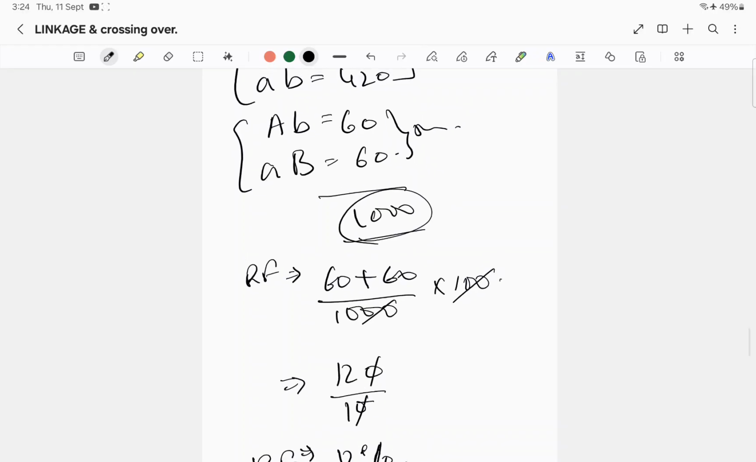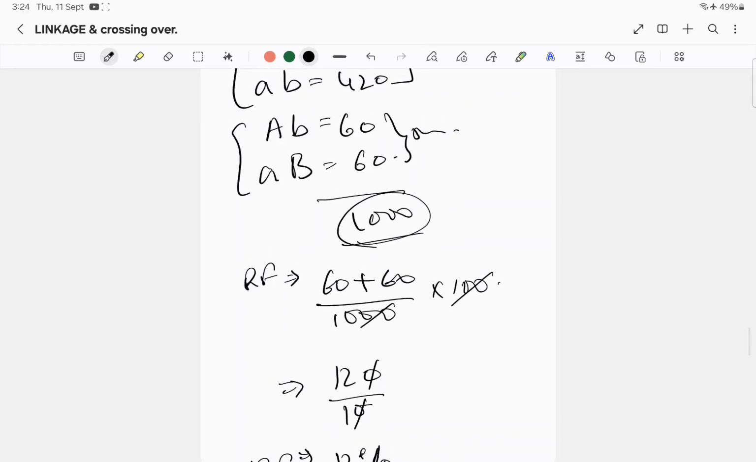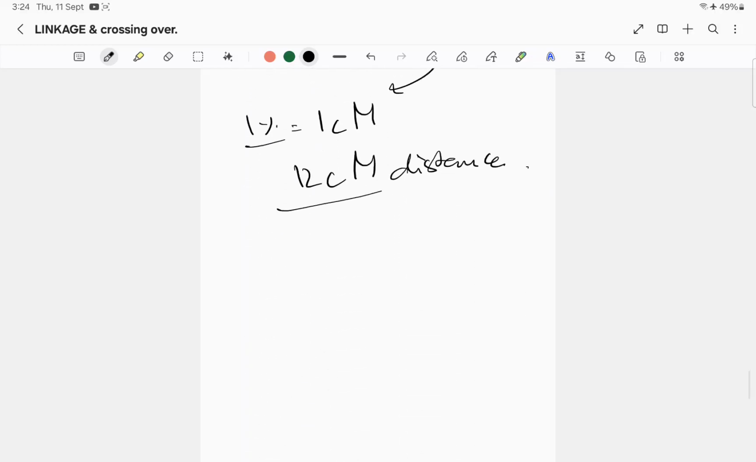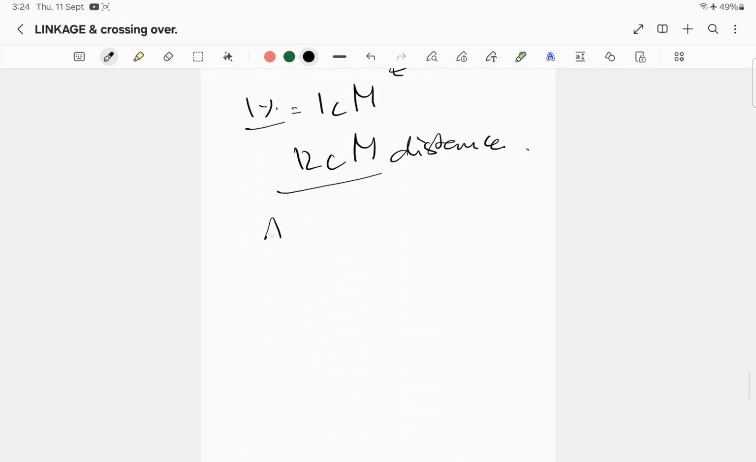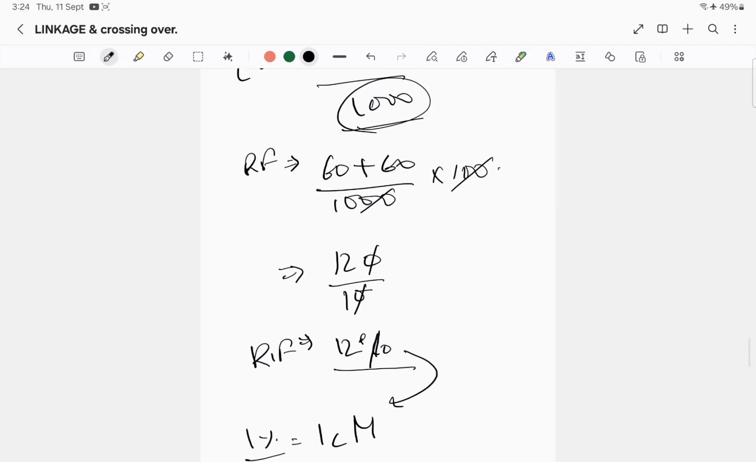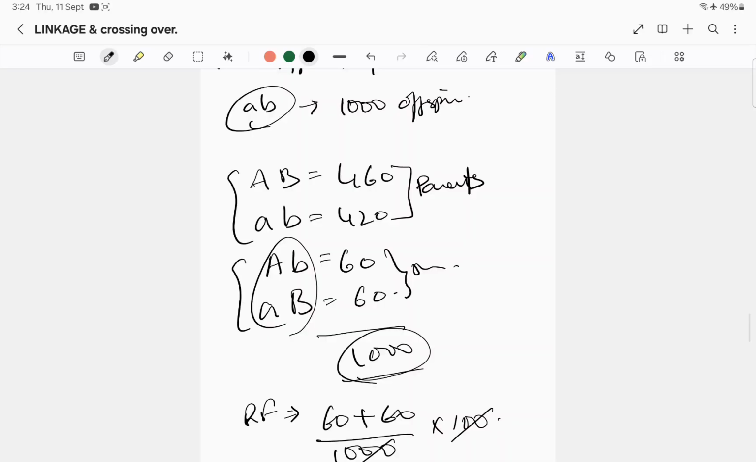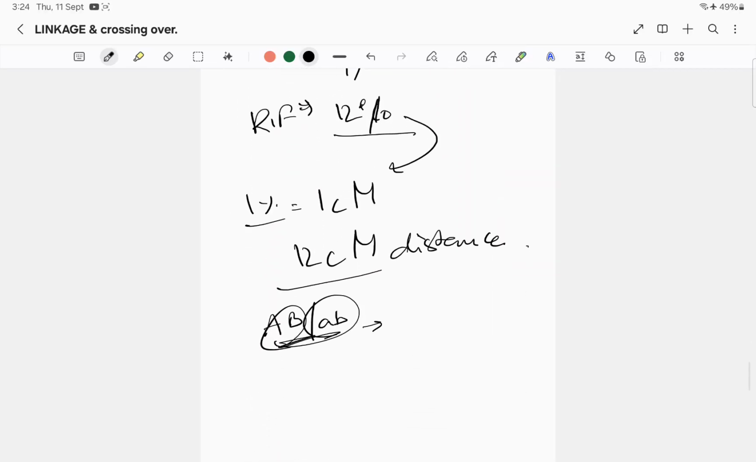So here, this is the thing: how to calculate the distance between the two genes. Because the heterozygous is in the coupling phase, it means both are the same. So these two are the parental type and these two are the recombinant type.